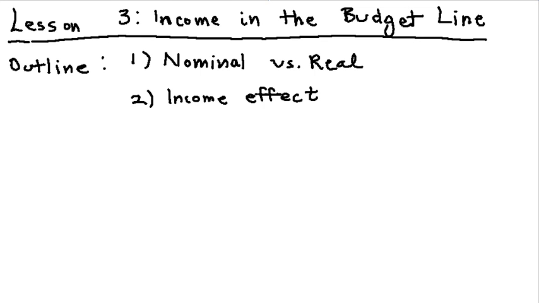In this lesson, we're going to proceed into section 1.2 of the McCloskey book, titled Income in the Budget Line, and we'll be talking about two things today. The first is the difference between nominal and real income, and secondly, we'll discuss the income effect. So let's start out now by talking about the difference between nominal and real income.